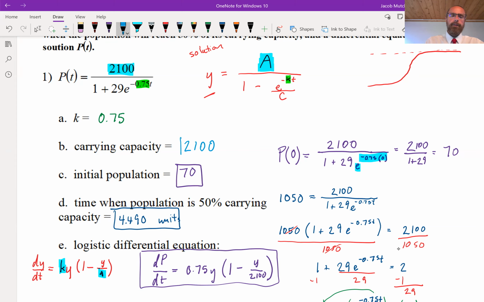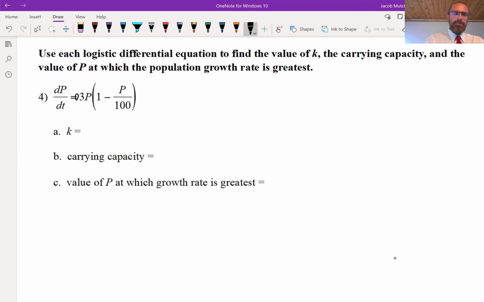So this example starts with a logistic function and ends with the differential equation that corresponds to it. Let's take a look at a second example where we look at the reverse situation. I'm starting here with the differential equation. So here we've got dp dt. I see I've got one thing I need to fix here. This should be 0.3. Let me just correct that at the outset. dp dt equals 0.3 p times 1 minus p over 100.